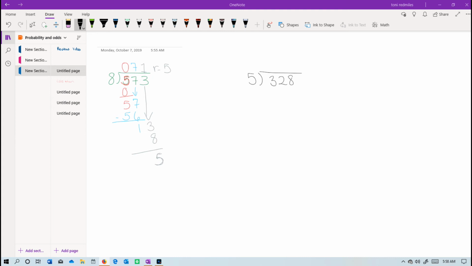So 3 goes into 32 6 times. See where I'm putting this 6? Which is 30. And if I subtract those, I get 2. Drop down my 8. 5 can go into 28 5 times, which is 25. If I subtract these, I get 3, remainder of 3. Okay, so this requires you to know those multiplication tables. Again, let me know if you need a multiplication chart. That's between you and your parent if they're going to allow you to use one.